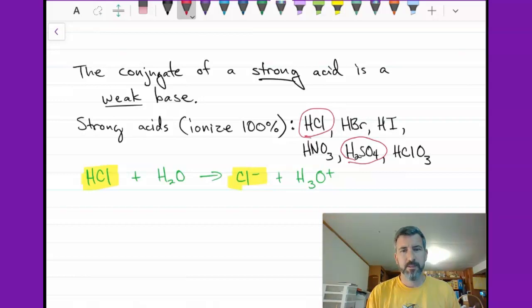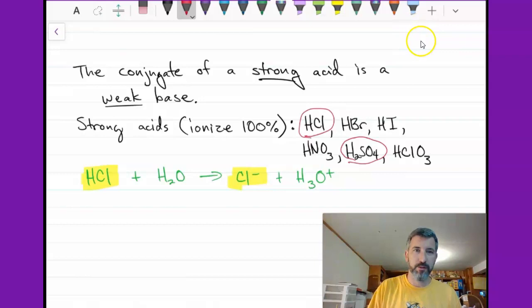But still, it's a strong acid. Even at low concentrations, it has that characteristic. So what does that mean? Well, it means that it ionizes 100%. So when we have a reaction like the ionization of HCl with water, and it produces chloride and hydronium, we don't draw the arrow in two ways. And the reason we don't draw the arrow in two ways is because the conjugate of a strong acid, and HCl is on our list of strong acids here, because the conjugate of a strong acid is a weak base.